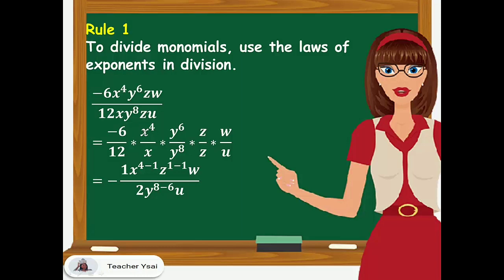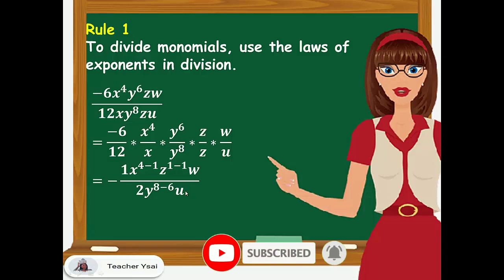Since for the variable x, the exponent of our numerator is greater than the exponent of the denominator, we have x raised to the power of 4 minus 1. For our second variable, which is y, observe that the exponent of the denominator is greater than the exponent of the numerator. So we'll have y in the denominator, y raised to the power of 8 minus 6, and then z raised to the power of 1 minus 1, w over u.